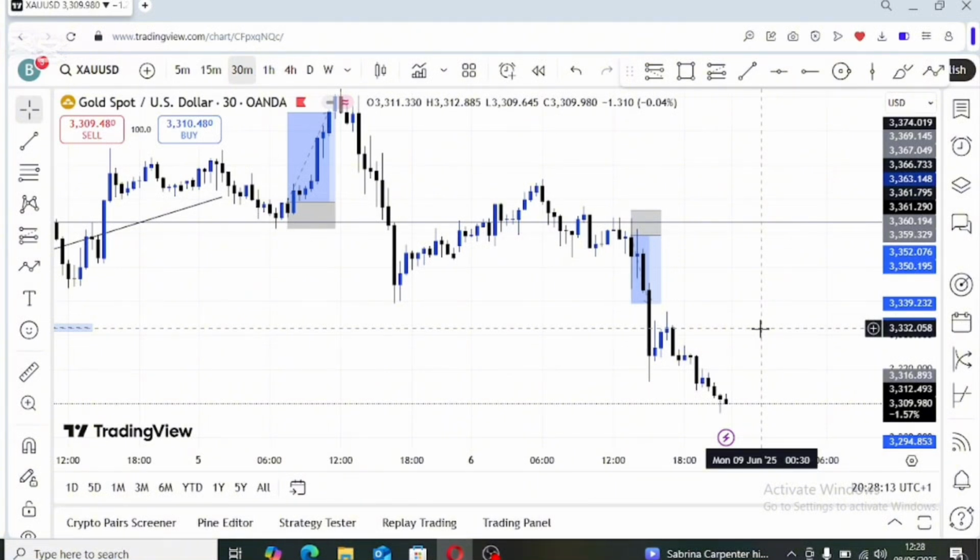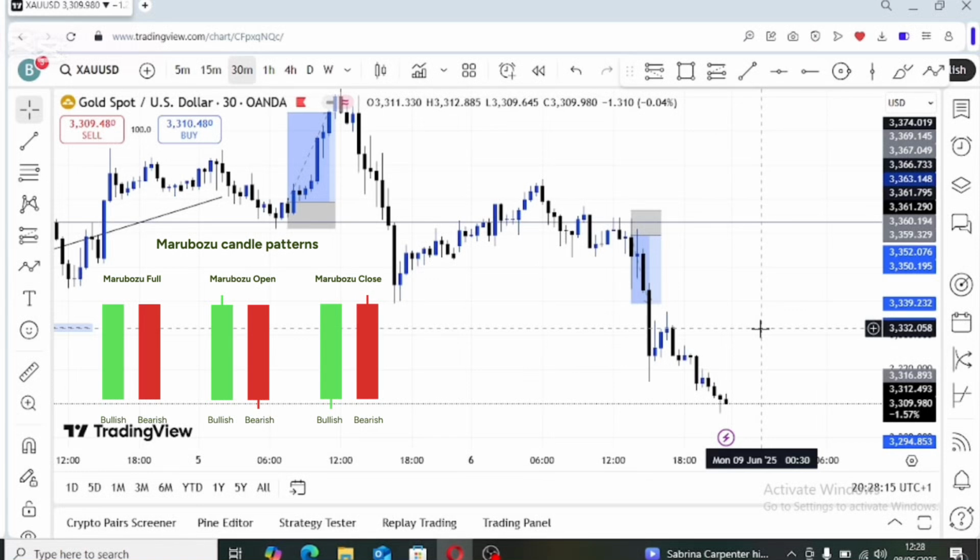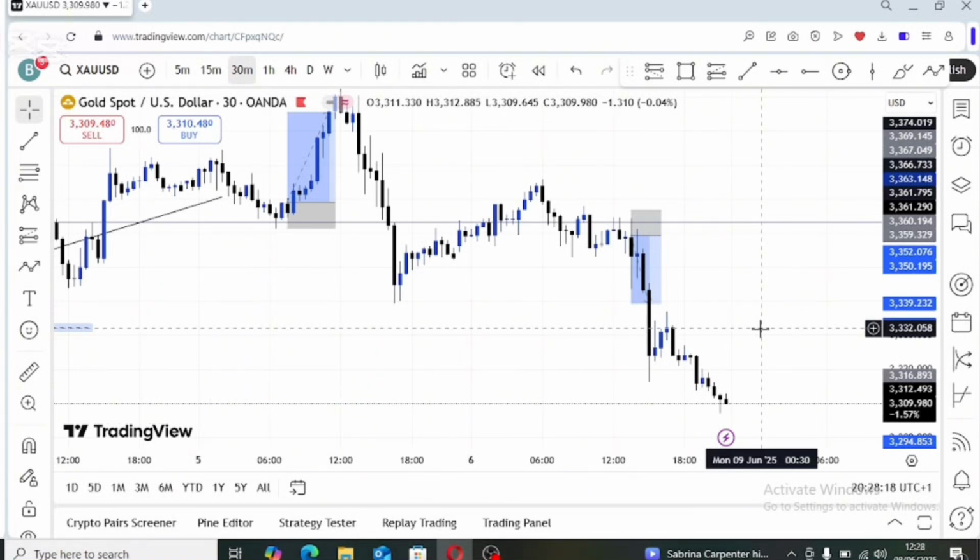This candlestick pattern is going to really help you, because anytime you see this Marubozu candle, price wants to reverse, like a very, very clear move is about to happen.